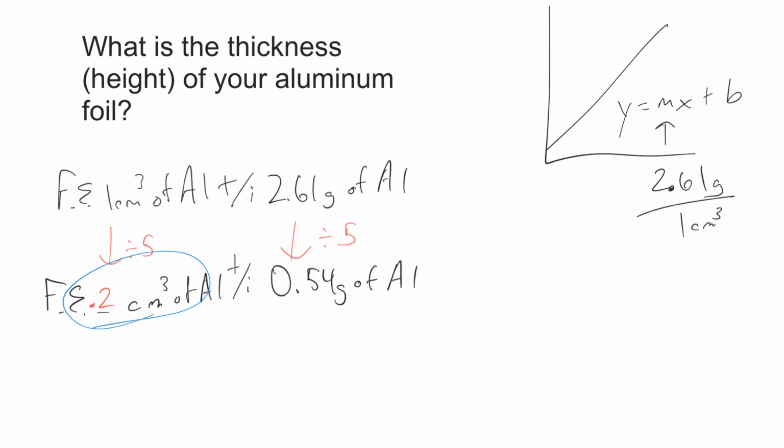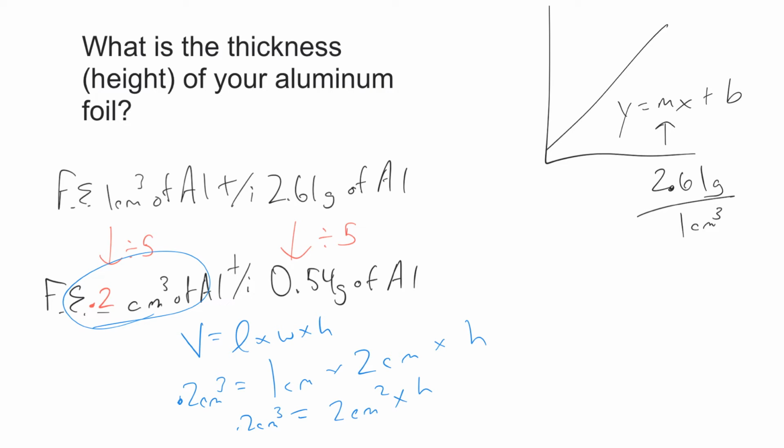So this now is my volume, and I know that the volume is equal to length times width times height. And the volume here is 0.2 centimeters cubed, and let's say that the length and width of my aluminum foil was 1 centimeter by 2 centimeters times my height. So 1 times 2 is 2 centimeters squared times the height. So 0.2 centimeters cubed is equal to 2 centimeters squared times height, and if I divide both sides, I end up with 0.1 centimeters as my height. That would be a pretty bad height because I could tell that it wasn't 1/10 of a centimeter, but we'd get something there.